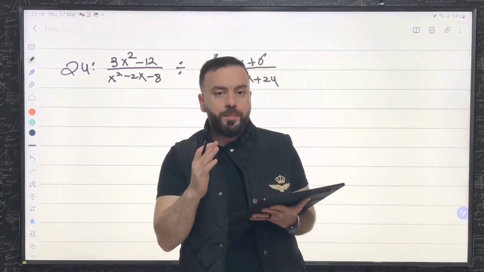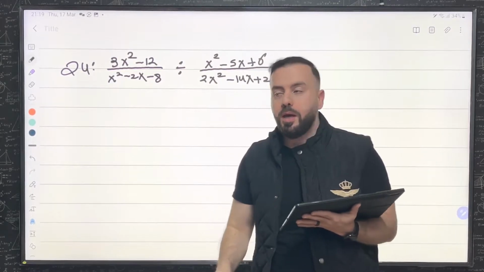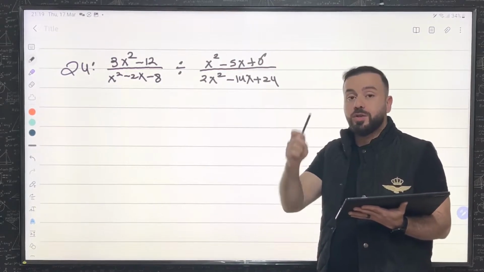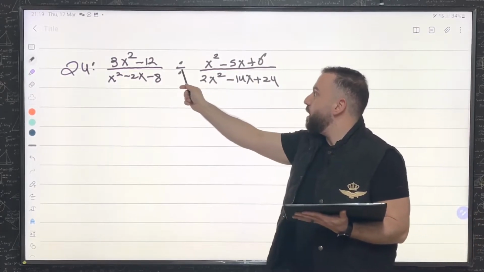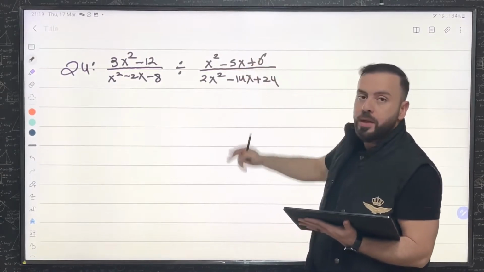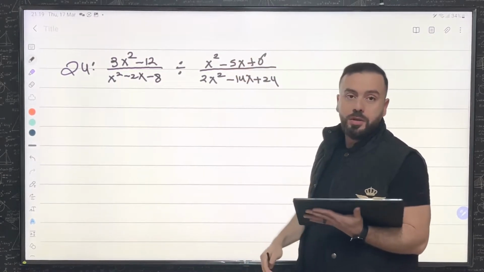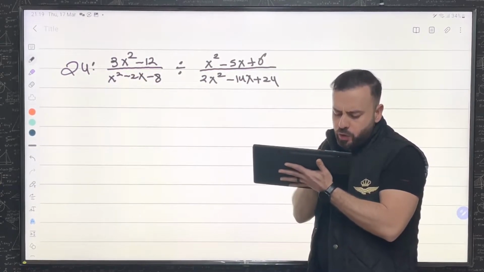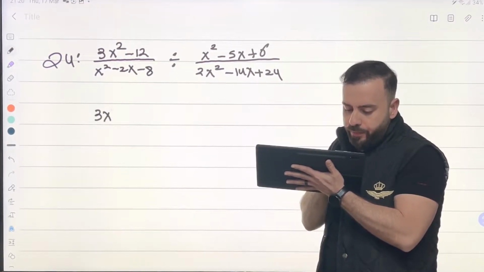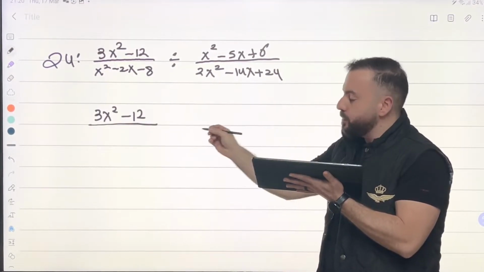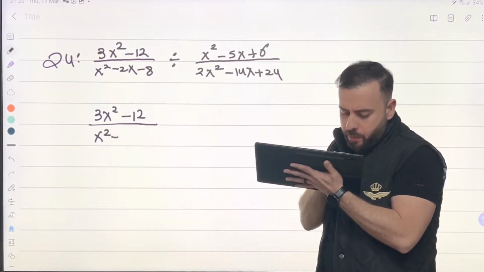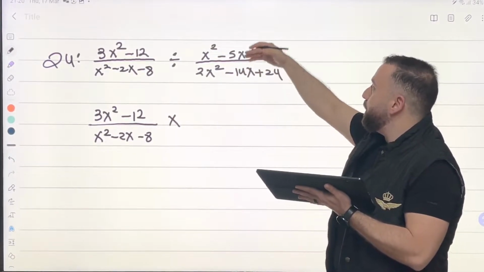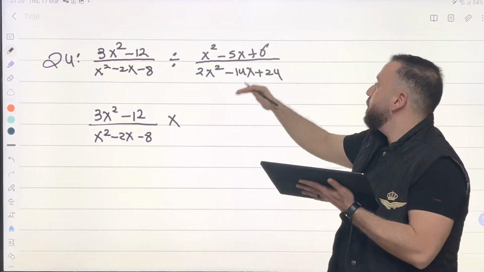The first step, before I start doing anything, as I said in the fractions, decimals, percentages section, we change the sign of division to multiplication and we flip the rational function. So this is the first step I'm going to do. I will do this step by step. Watch it carefully with me. That's going to be 3x squared minus 12 all over x squared minus 2x minus 8, multiply. Now I will change. The denominator will be the numerator and the numerator will be the denominator.